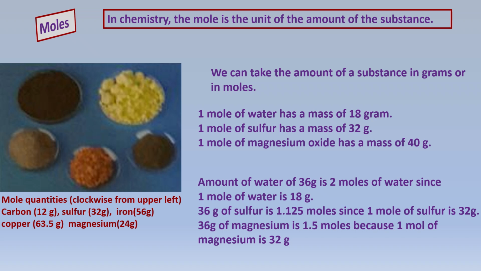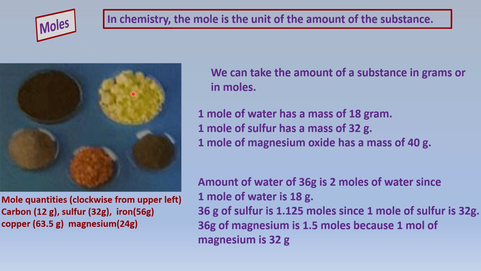Moles. What are moles? In chemistry, the mole is the unit of the amount of substance. You can measure the amounts in the lab which go into a chemical reaction in 2 ways. You can either measure them in gram or you can measure them in mole. These are some substances, and this is the mole quantities of them and their masses in gram as well.